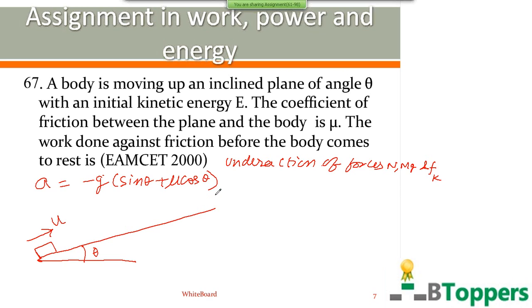To find the distance the body travels before it comes to rest, you can use the equation v squared minus u squared equal to 2as. If the coefficient of friction between the body and the surface is constant, then the acceleration can be assumed to be constant. When it comes to rest at the highest possible position up to which it moves, the final velocity is 0.